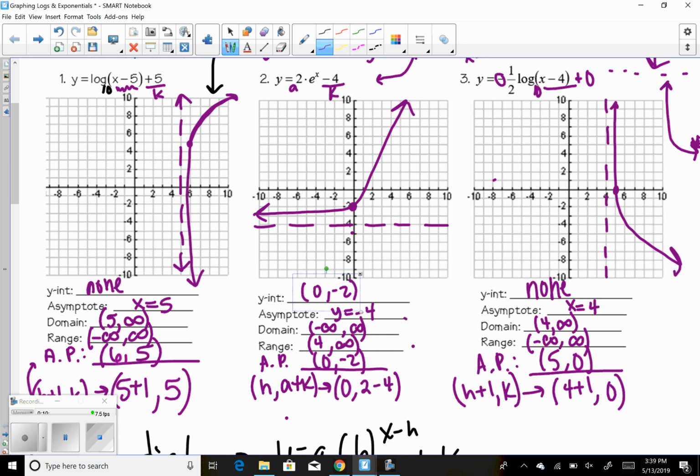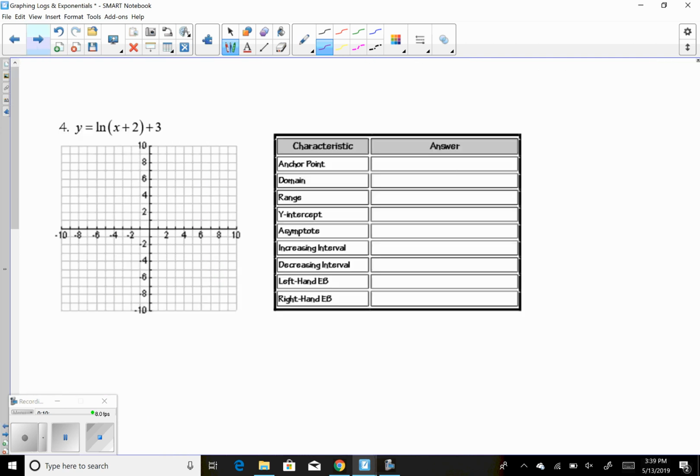All right, so there are 2 more. These were actually graphing, and then we're filling in the characteristics. All right, so 4, what used to be 4? ln. So remember, ln is a logarithm with a base of e, and remember, e is about 2.17. So this is going to be a log growth. No reflections or anything. It's just an understood base of e.